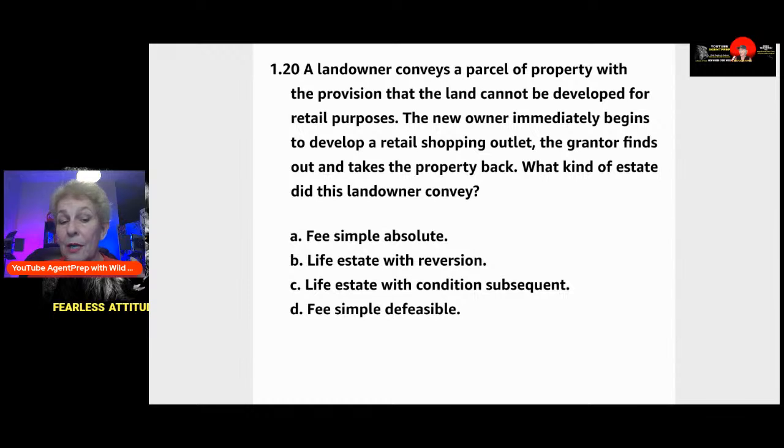Vocabulary, vocabulary, vocabulary, and more vocabulary. Think about it. So this landowner, they own it, they convey it, but with a condition. So it's for public use. So they still have control and power over that piece of property.